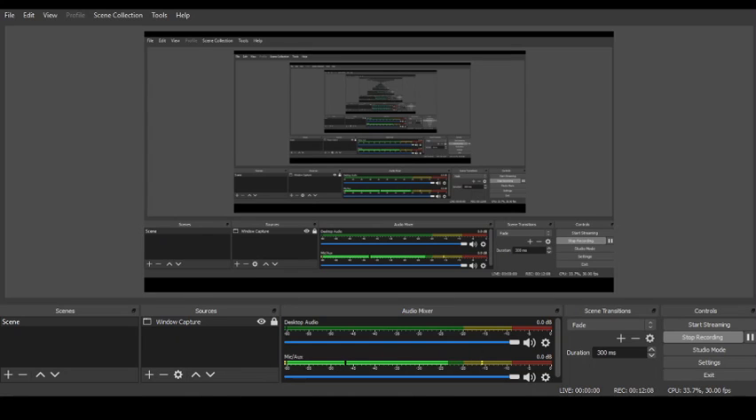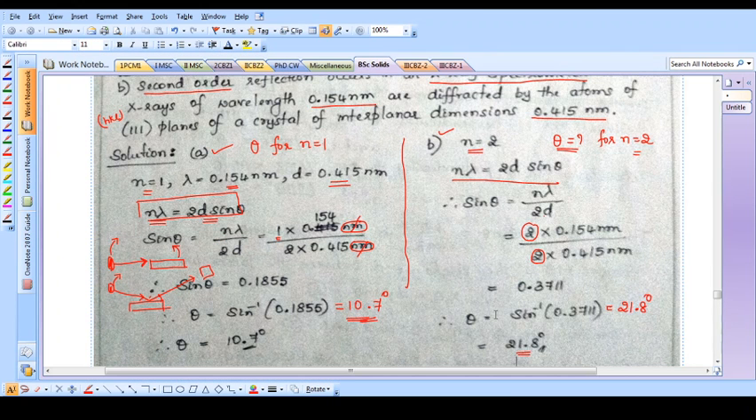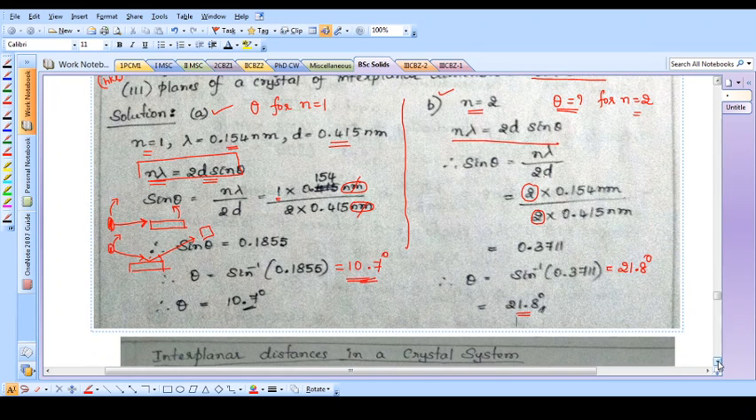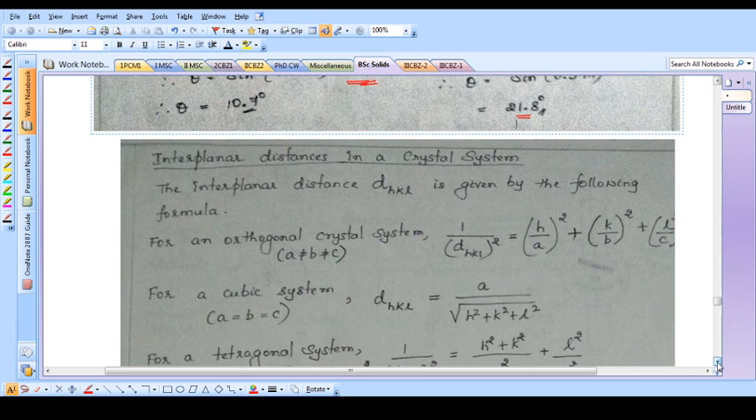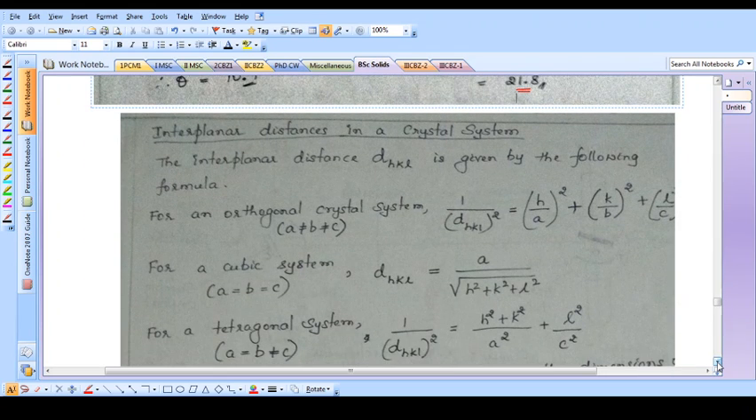Okay, so this is the meaning of first order reflection and second order reflection, right? So I think these two problems are sufficient. Now let us focus a bit on application of Bragg's law.